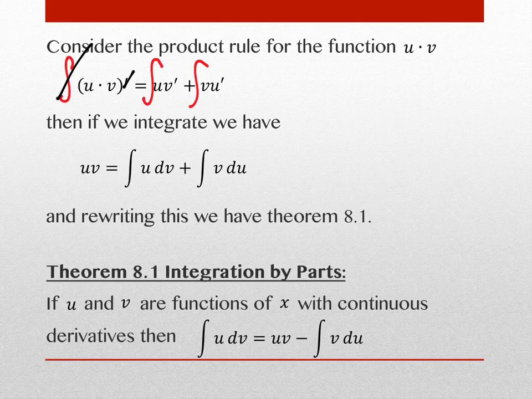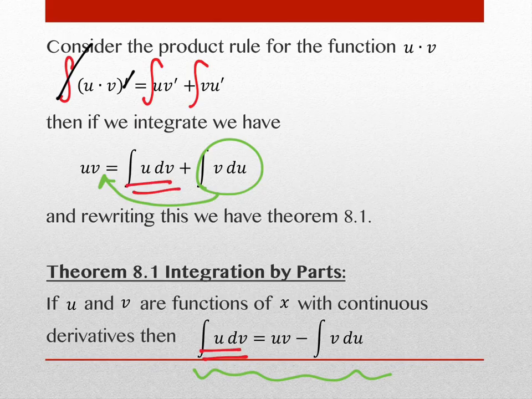So this process, and then actually sort of sliding some things around, is actually what gives us the formula for integration by parts. So if we were to take now this piece right here, and we were to subtract it to the other side and then flip the equation around, we would have this formula down here. So the integral of U dV is equal to U times V minus the integral of V du.